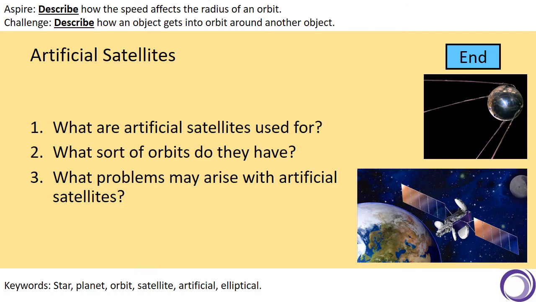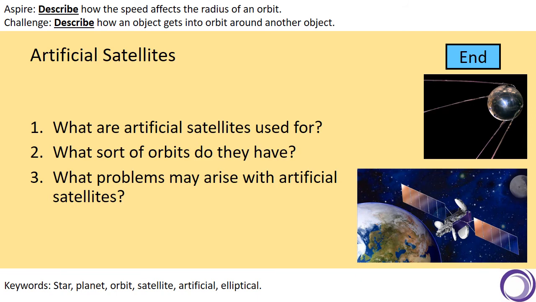So a Sky satellite, Astra there, is an example of being used for communications, telecommunications, but also we have satellites that are used for scientific research, weather, GPS. I'll give you a list so that you can make some notes in a minute. Sorts of orbits they have, you can put them in all sorts. You could put them in circular orbits, you could put them into elliptical orbits, and you can put them into orbits at different distances from the Earth so that they will move at different velocities and be at different heights above the surface of the Earth.